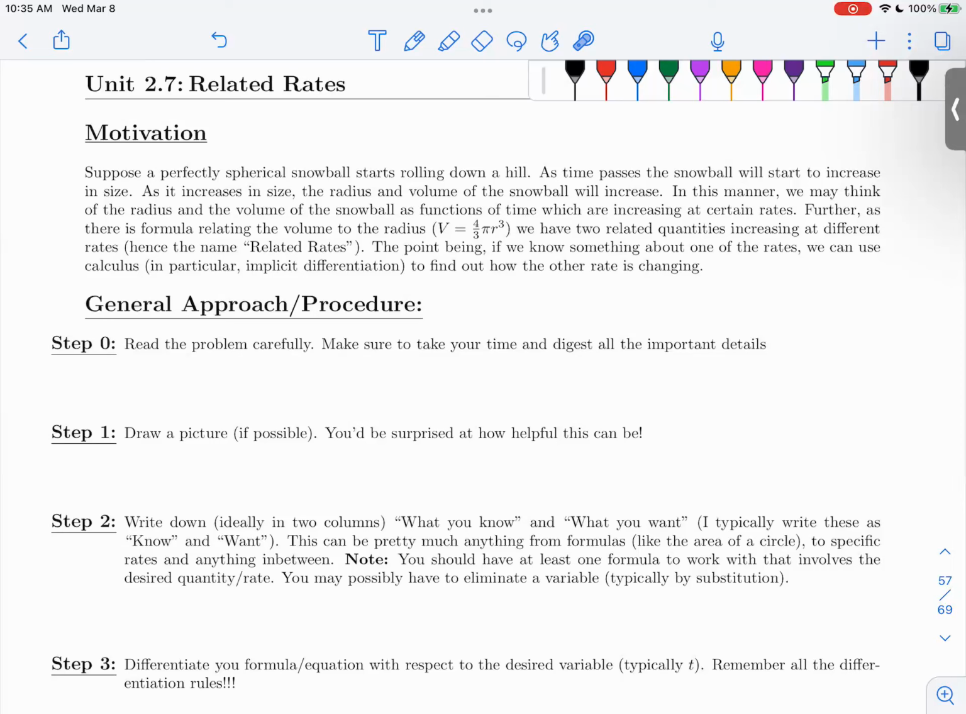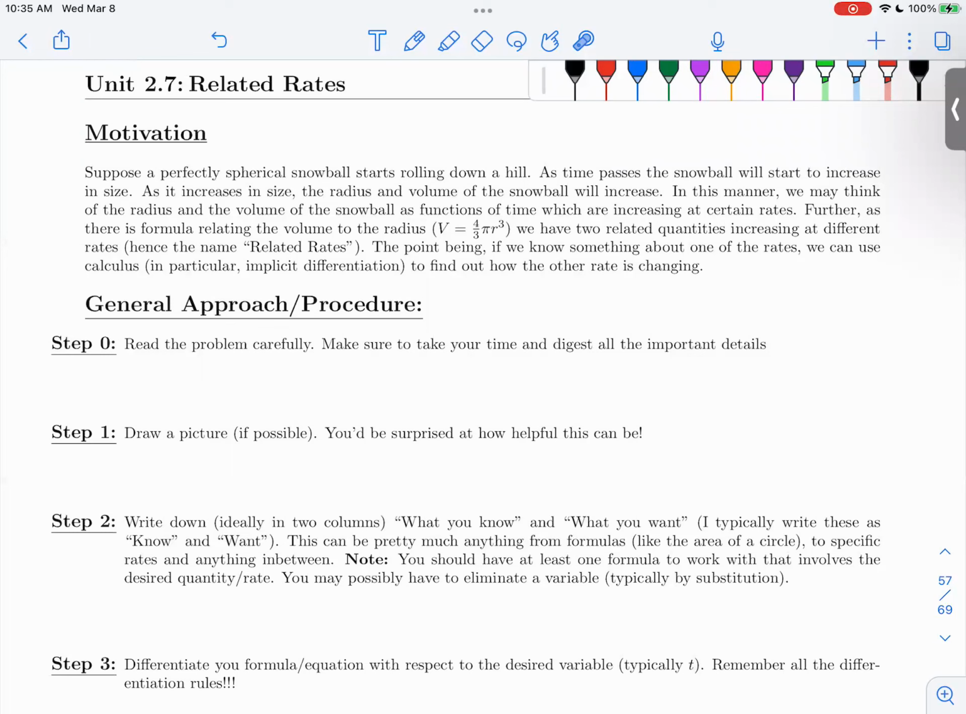So the general approach to how to solve these ones. Now, some people do it differently. This is the way that my professor, Dr. Jennifer Taggart, did it, one of my favorite professors at UW, and I loved her method so much that I stole it. So you want to read the problem carefully.